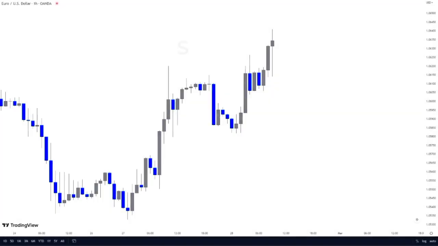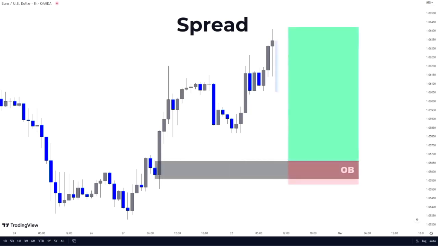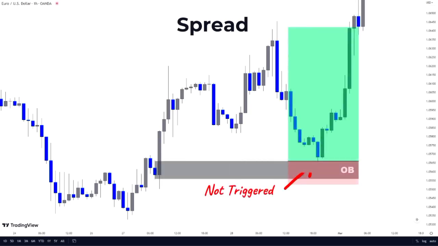Another important factor in trading order blocks is how to deal with the spread. Many times, the market reacts to order blocks within a pip, so having a high spread on a pair will make you miss many winning trades or trigger the stop loss when the price did not even touch it.